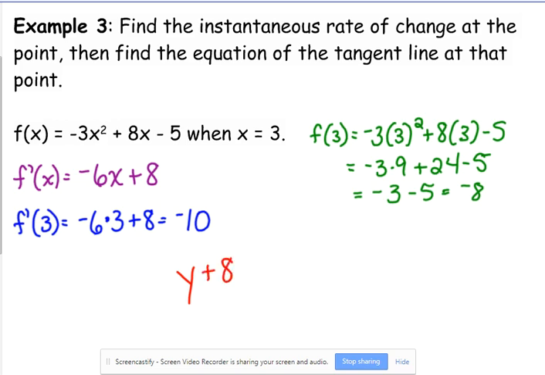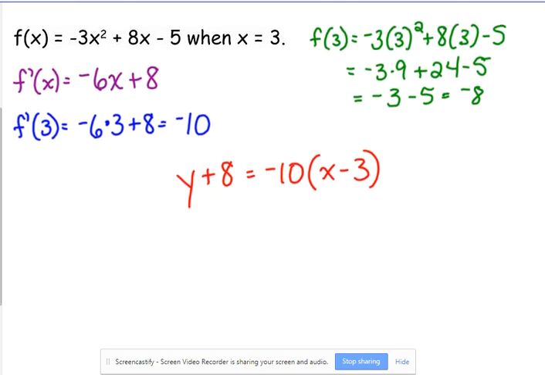So y minus negative 8, which is y plus 8, is equal to the slope, negative 10, times x minus the x, which is 3. Leave it in point slope form. There's no reason not to, unless it's just killing you, but you better be careful with your math. If you solve this, let's see here, that's positive 30 minus 8, so positive 22. Got to make sure you're careful if you're putting that in slope-intercept form instead of point slope form.